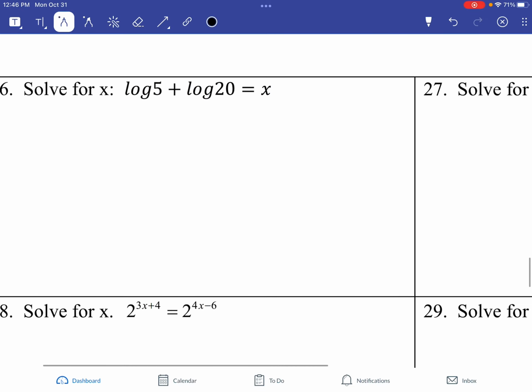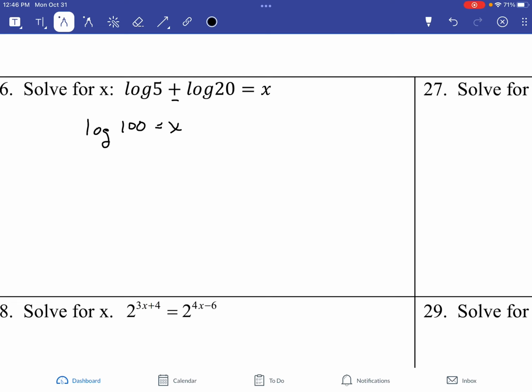Here we're going to be doing a combination of condensing and solving, so the two previous things we've done. So here we have log of, since we're adding, we're multiplying, 5 times 20 is 100 equals x.